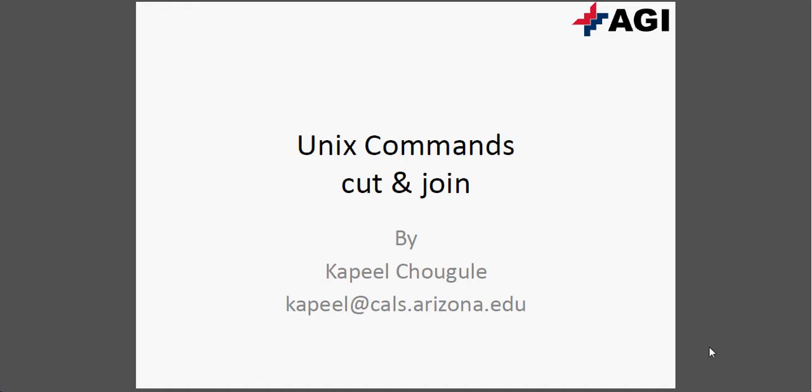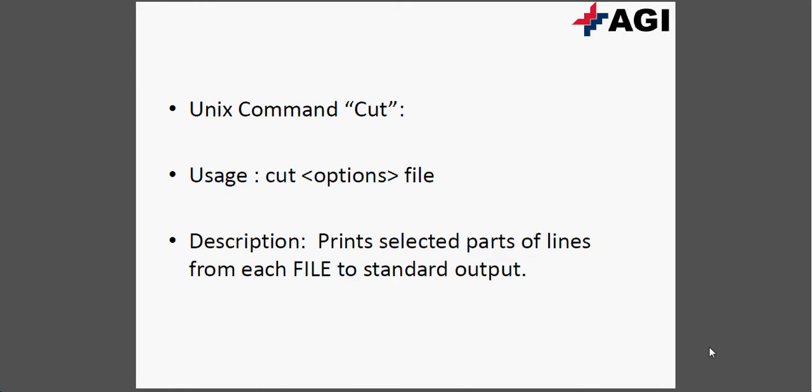So in this video I'll be discussing two Unix commands, that is cut and join. So let's look at the first Unix command, cut. This command is used to print selected parts of lines from each file to standard output. On the command line you just type cut followed by the options and followed by the name of the file.